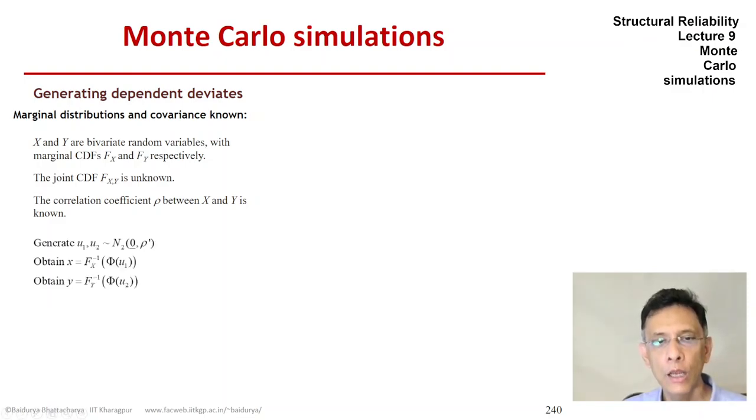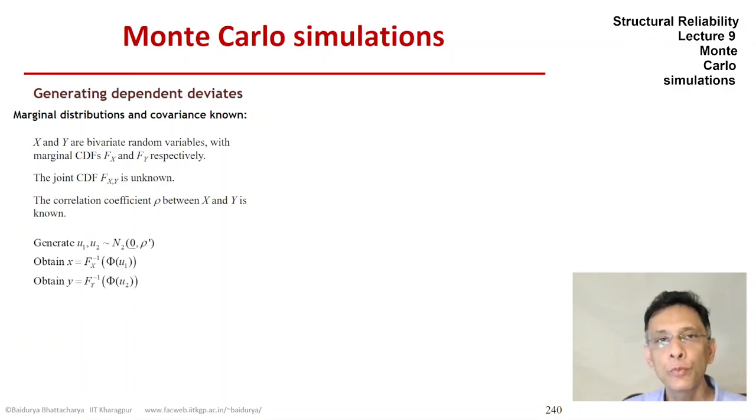So the steps are: we generate U1 and U2, two dependent standard normals, zero mean, unit variance, but with a correlation coefficient rho prime between them. And there's a reason that we have rho prime here instead of rho, which is the correlation coefficient between X and Y, and we'll come to that reason in a minute. So once we have U1 and U2, we obtain X from U1 through the normal CDF transformation, and Y from U2. Let's take a minute to understand this transformation.